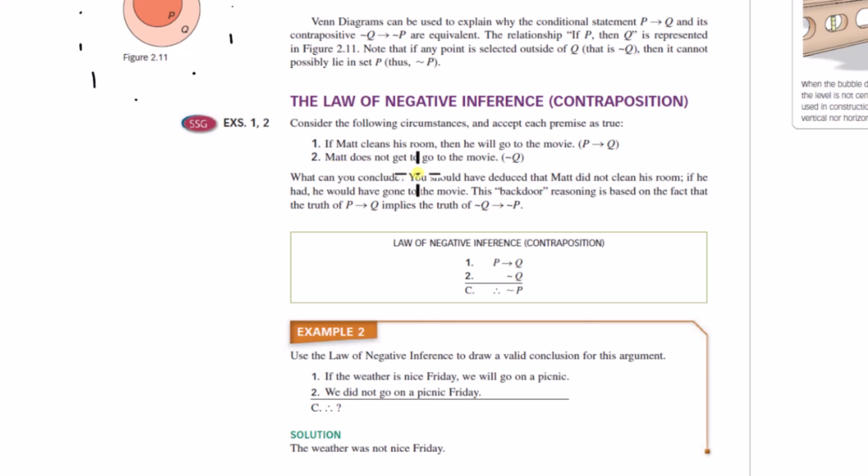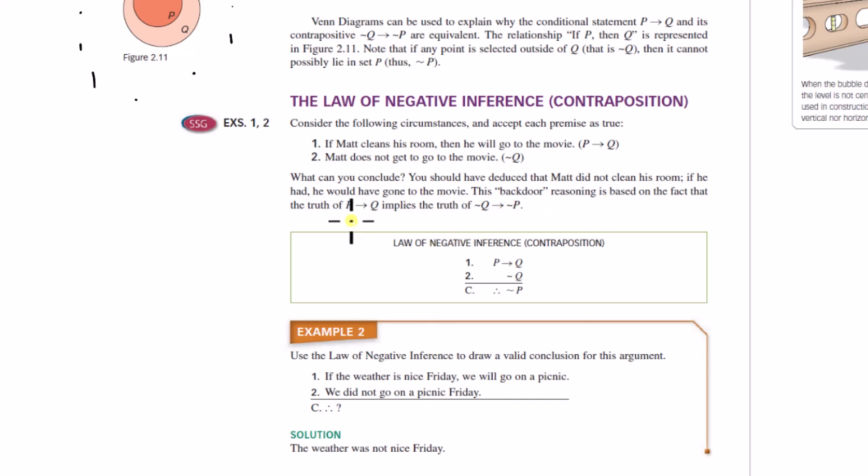Now, Matt does not go to the movie. Okay, so you have an if P then Q, then you have a not Q, and that's going to imply, in this case, not P, is what they're saying here. Because we can conclude that if Matt doesn't go to the movie, then that means he didn't clean his room.